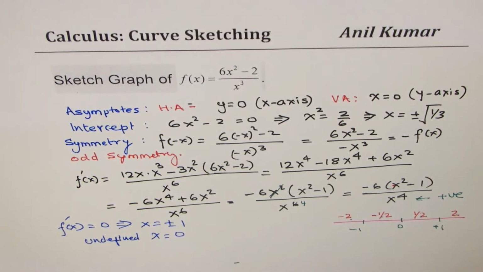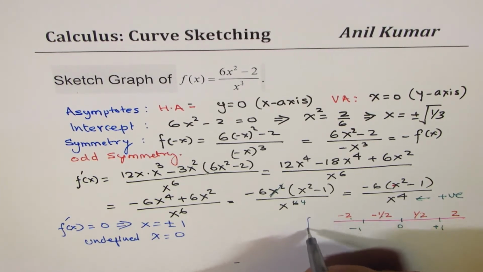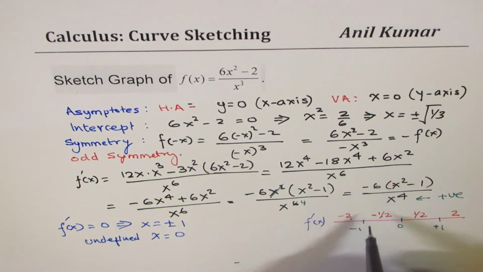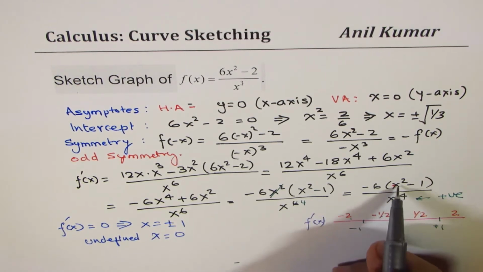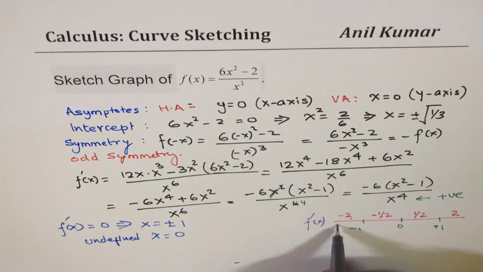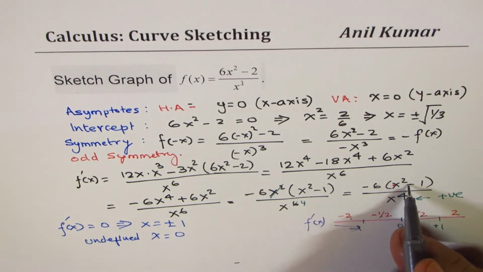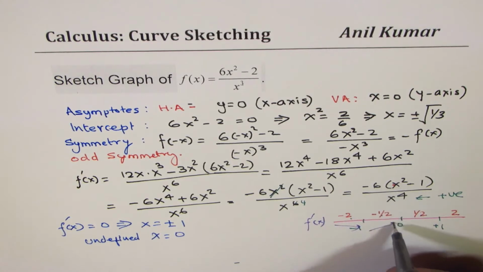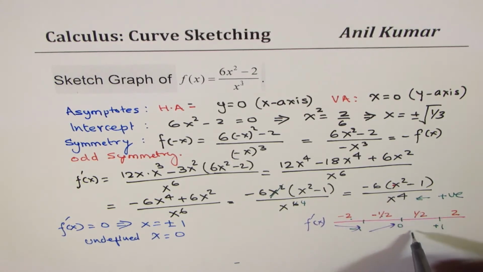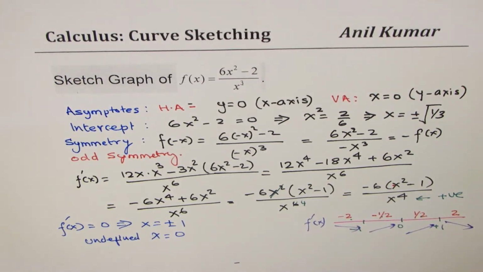So I could show this as, so we are analyzing the first derivative. When I substitute minus 2 here, I get negative. If I substitute half, I get positive, because negative will make it positive. Same is the case with positive half, and for 2 it is going to be negative. So clearly we do have a minimum and a maximum.